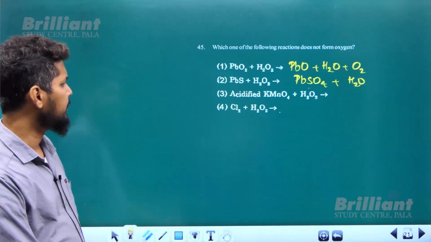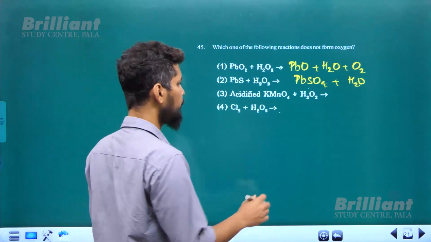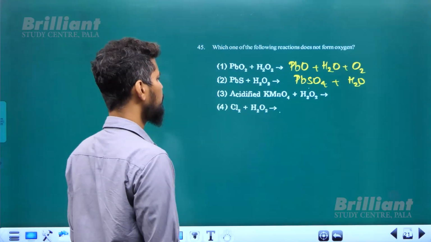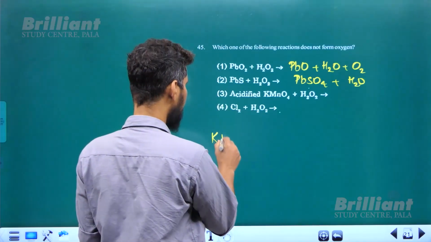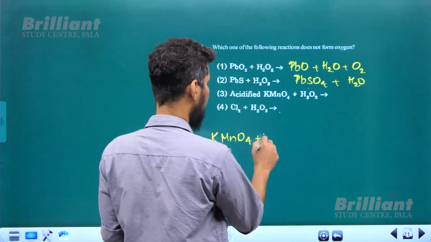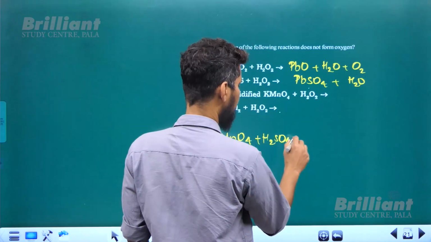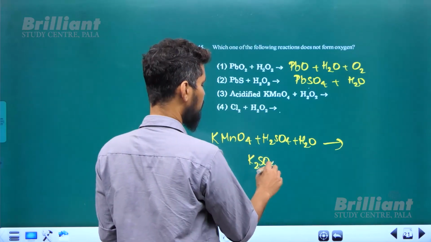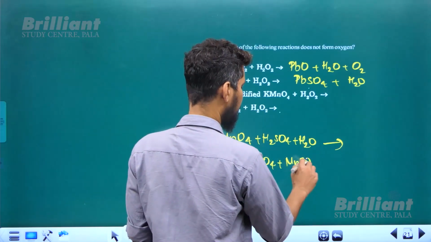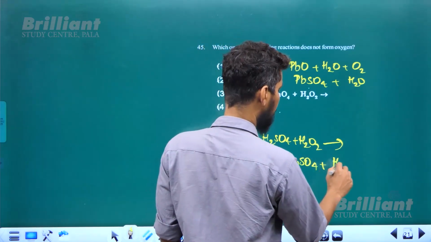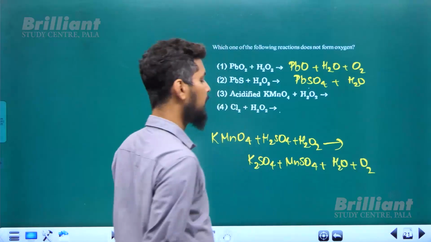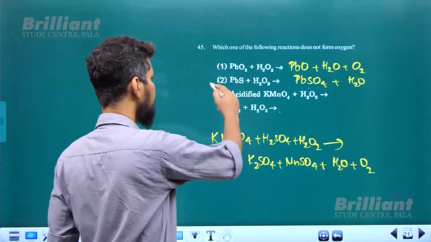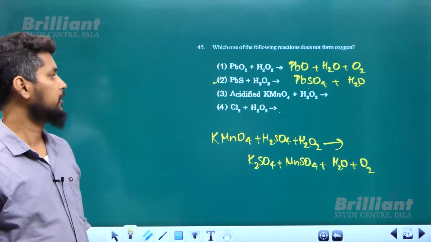Acidified KMnO4 plus H2O2: if you are using KMnO4 and H2SO4 as acid plus H2O2, the products formed will be K2SO4 plus MnSO4 plus H2O along with O2. You have to balance it. So this also will produce O2. Basically the correct answer will be option 2, that won't produce any oxygen.